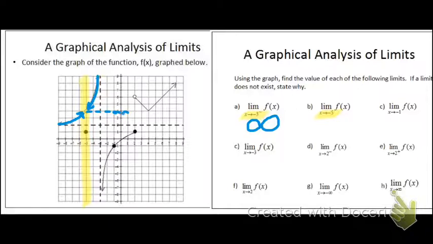Remember, it doesn't matter what actually happens at -5. At -5, the function comes down here where this closed dot is. But we don't care what happens at -5. We care what happens as we approach -5, and both sides approach a height of 4.